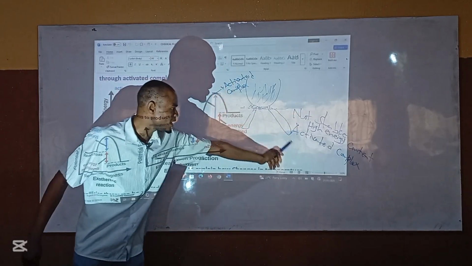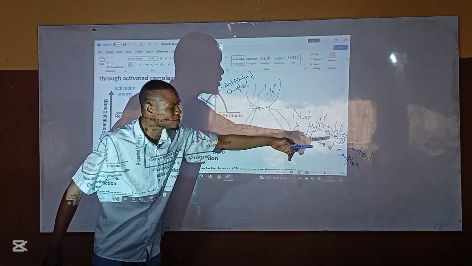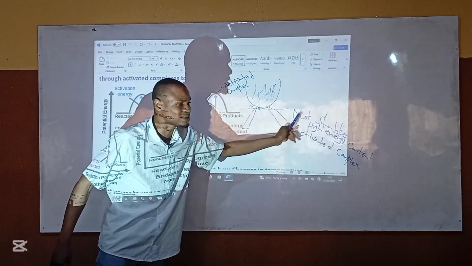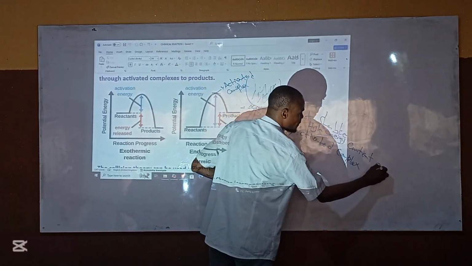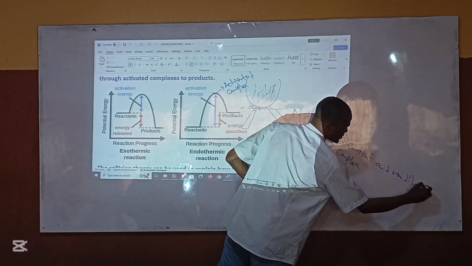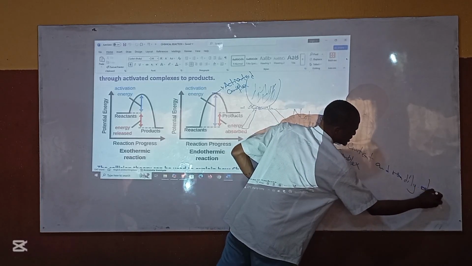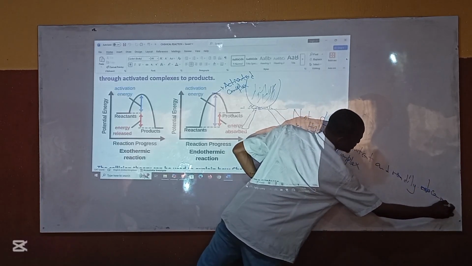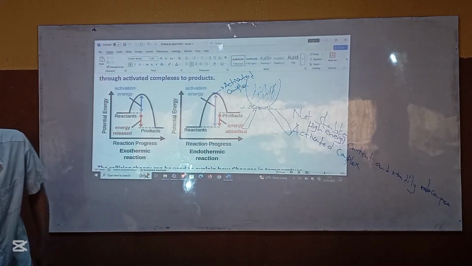So the activated complex is the point whereby reacting particles possess high energy content, whereby they are not stable and readily decompose. They are ready to decompose. Am I getting you now? So you can jot it down.